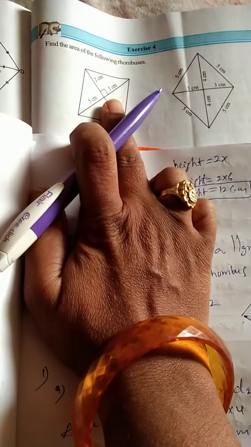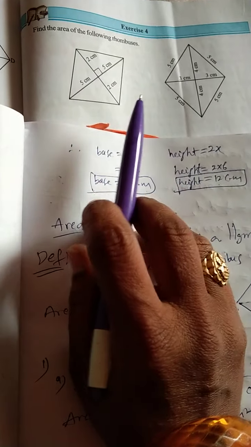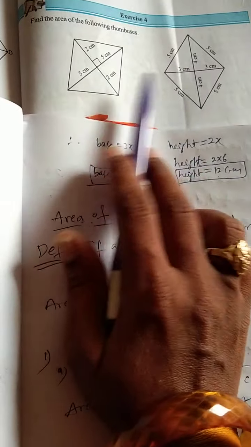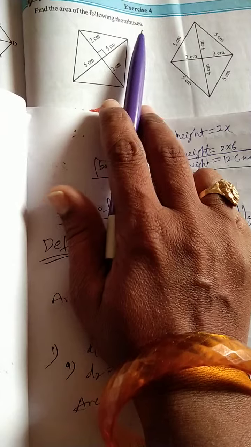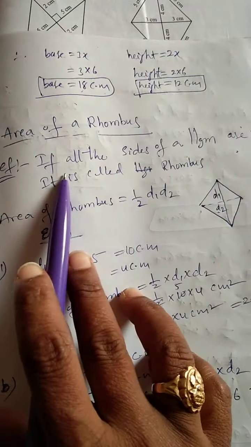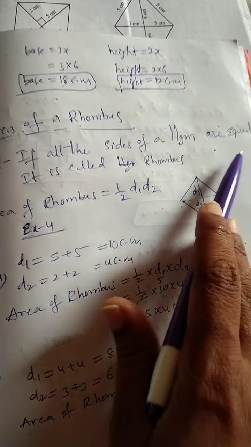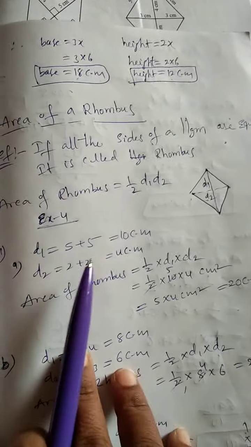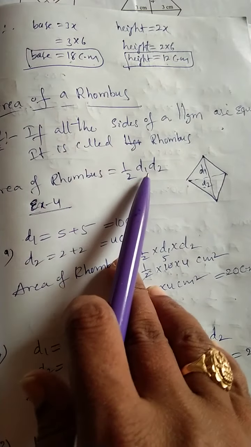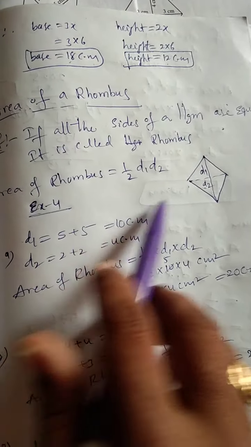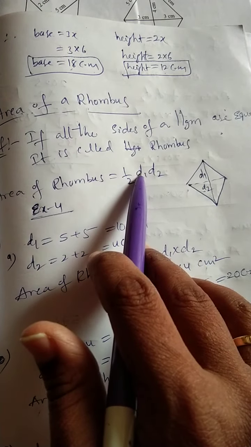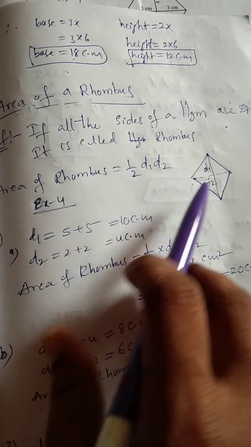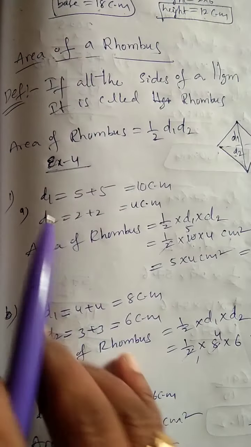Next, exercise 4 I am going to explain. Before going to explain this, first you should know the definition of a rhombus and the formula for the area of a rhombus. Find the area of the following rhombus. If all sides of a parallelogram are equal, it is called a rhombus. Area of rhombus is half into d1 into d2, where d1 and d2 are the diagonals of the rhombus. That is, half of the product of diagonals is the area of rhombus formula.